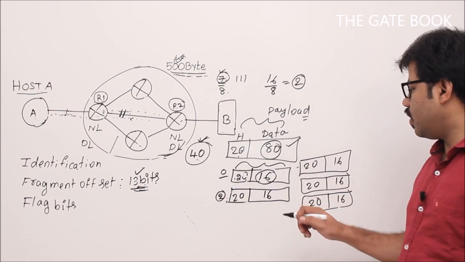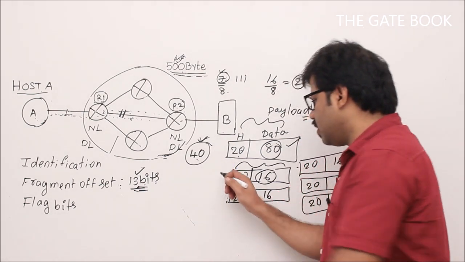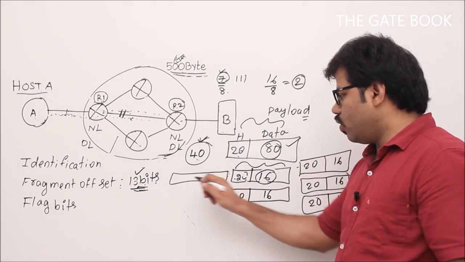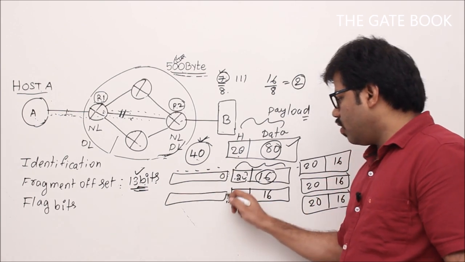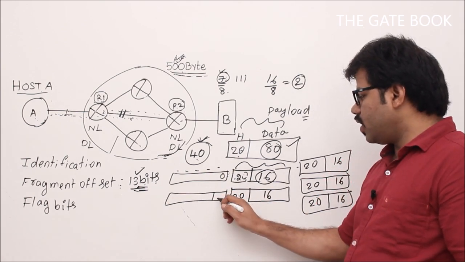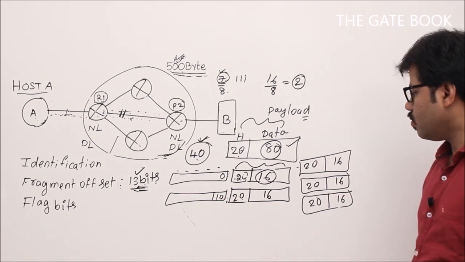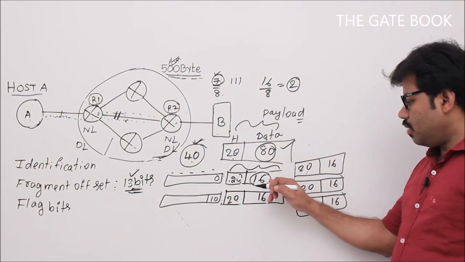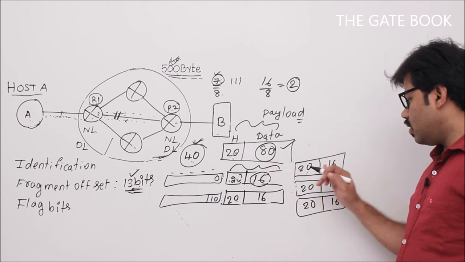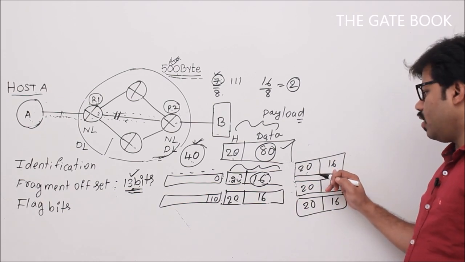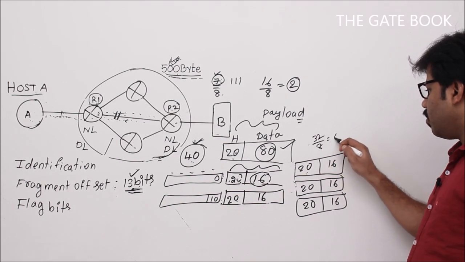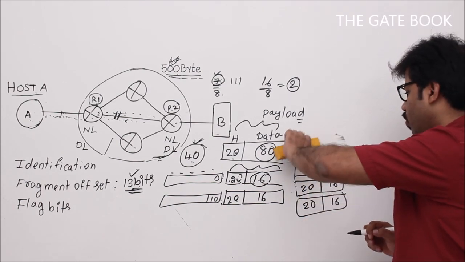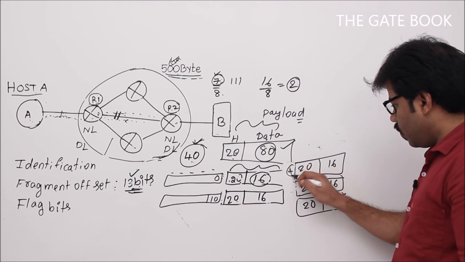Now what is the fragment offset for this one? We'll be writing like this. We have 13 bits, right? I don't show all that 13 bits, but the last bit I'll show 0. Okay. Now in this one, what is the fragment offset? 1 0. Now here 16 plus 16, 32, right? So the next byte is starting with number 32. So 32 is represented by 32 by 8, which is nothing but 4. So here the fragment offset is 4.